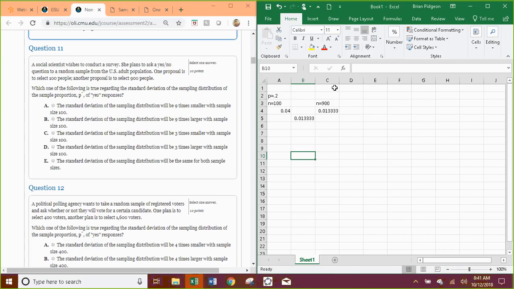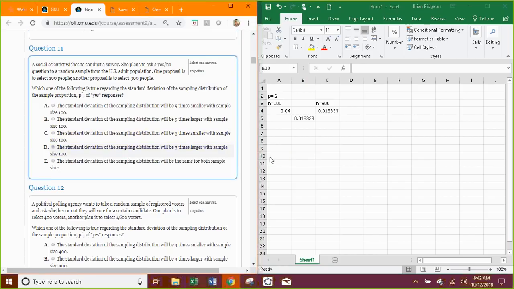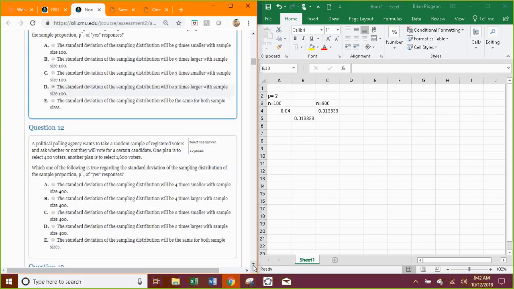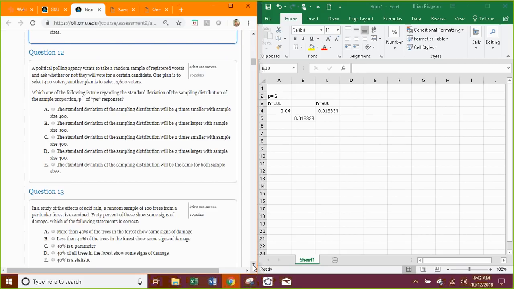So the standard deviation of the sampling distribution will be 3 times smaller with sample size 900. It will be 3 times larger with sample size 100. Pay attention to the wording. So with 900 it was 0.01333. For 100 it was 0.04. The 900 is a smaller standard deviation, which means that the standard deviation is larger for a sample size of 100 by a factor of 3.